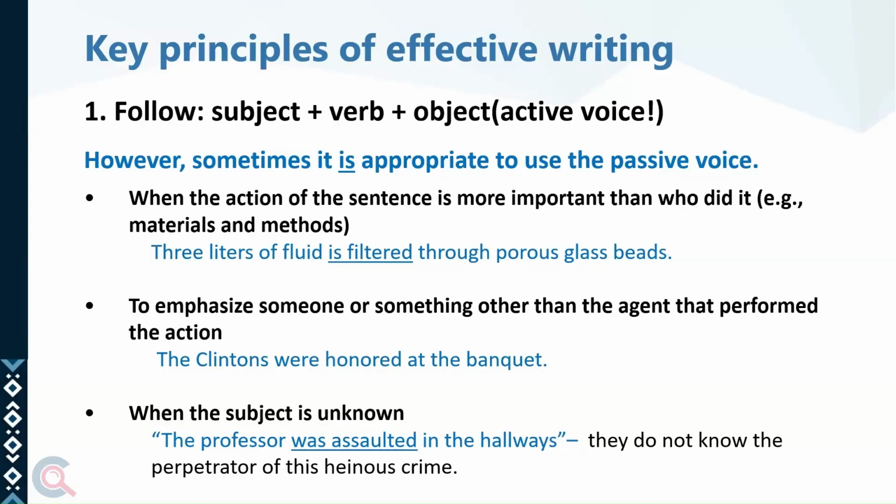Thirdly, when the subject is unknown, we have to use the passive voice. For example, in this sentence, the professor was assaulted in the hallways. We do not know who the perpetrator of the crime was. We don't know who assaulted the professor, but the information that is passed across in this sentence is that the professor was assaulted. So when the subject is unknown, the passive voice can be used.